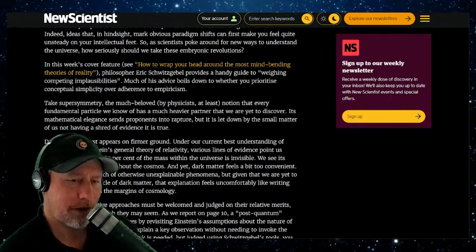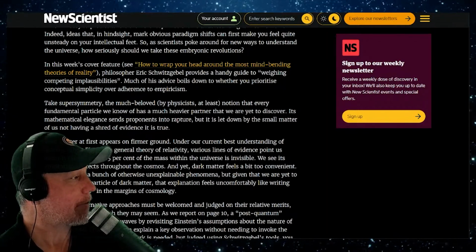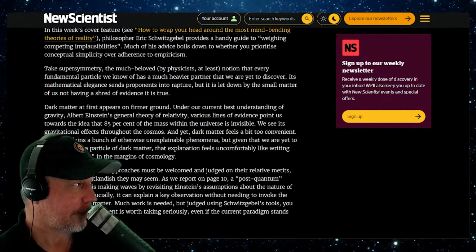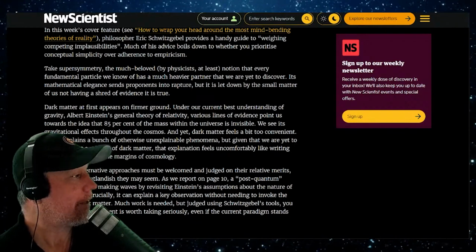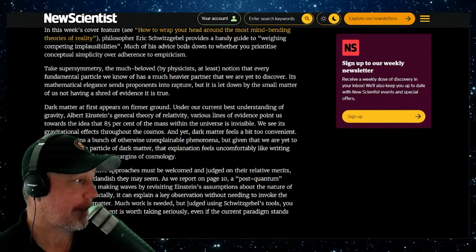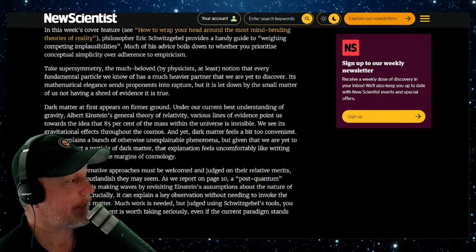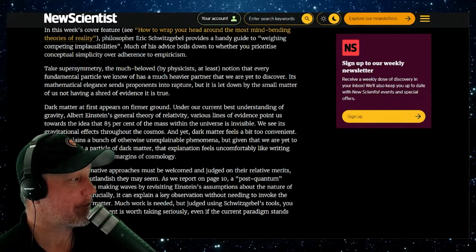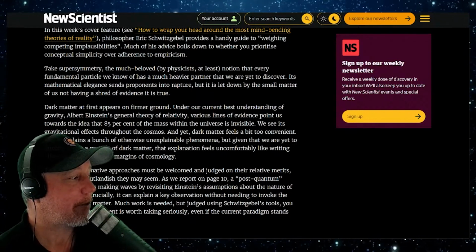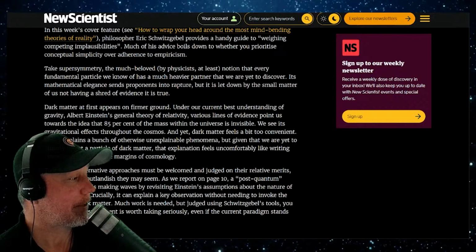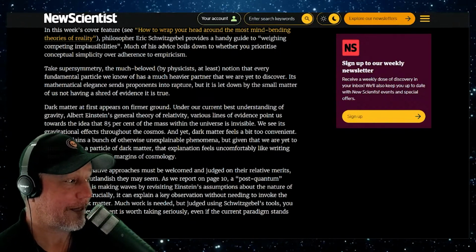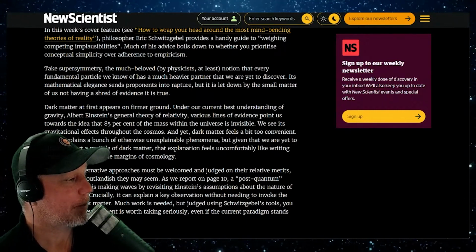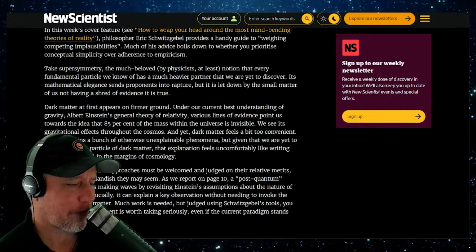Now, philosophical constructs, as I always say, right? So in that sense, take dark matter. Dark matter at first appears on firmer ground, they say. Under our current best understanding of gravity, Albert Einstein's general theory of relativity, various lines of evidence point us toward the idea that 85% of the mass within the universe is invisible. We see its gravitational effects throughout the cosmos, and yet dark matter feels a bit too convenient. Yes, it explains a bunch of otherwise unexplainable phenomena, but given that we are yet to directly detect a particle of dark matter, that explanation feels uncomfortably like writing "Here be dragons" in the margins of cosmology.